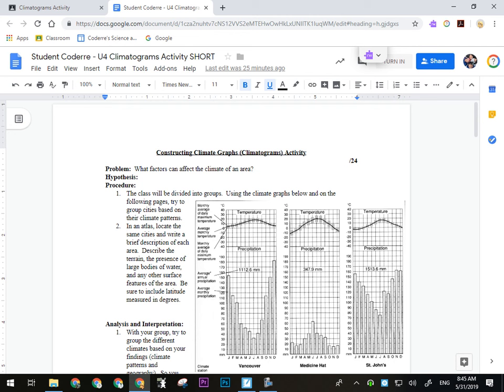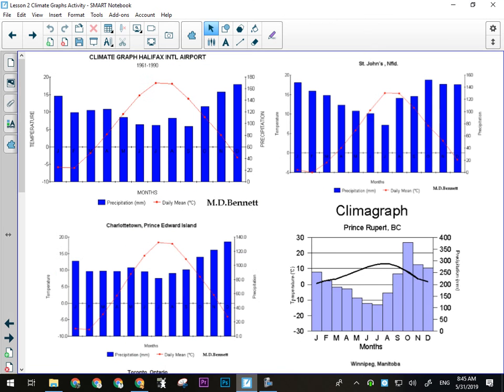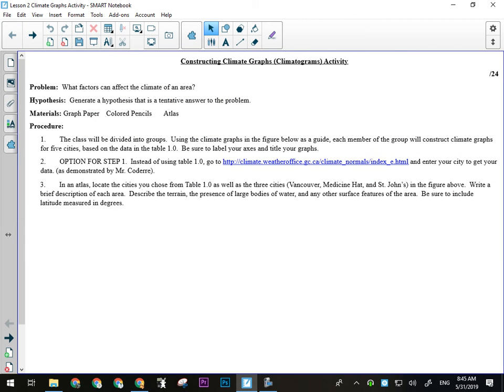So the problem we're investigating is what factors affect the climate of an area. In our hypothesis, in the if part, we want to talk about what factors we think are most important in Canada in general. So that's what our if part is: if the following factors affect climate in Canada. The and part needs to talk about the experiment that we're doing. And the experiment that we're doing is really just comparing some climatograms in different geographic locations.